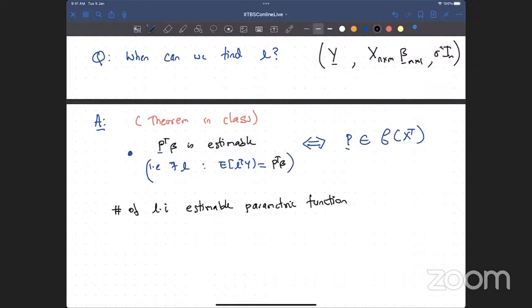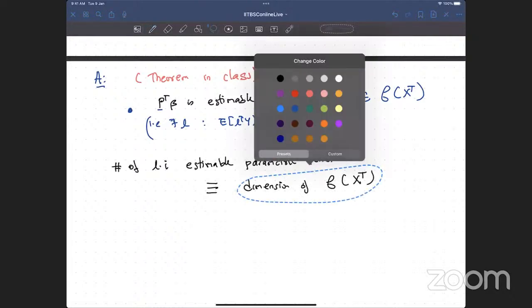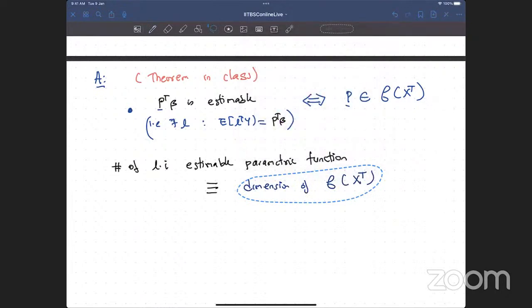As many independent columns as there are in X. Very good. Exactly. What is that quantity called? Rank. Right. So the number of estimable functions is the same as the dimension of the column space of X transpose. Is this clear to everybody? So the number of independent P's that make P transpose beta estimable is the same as the dimension of the column space of X transpose. Is that clear?